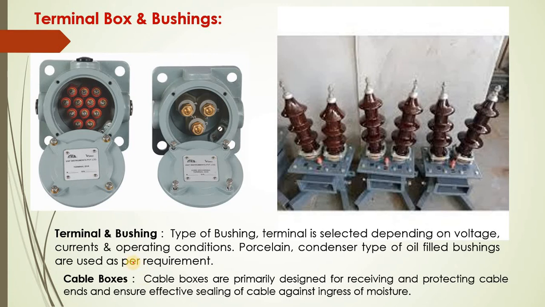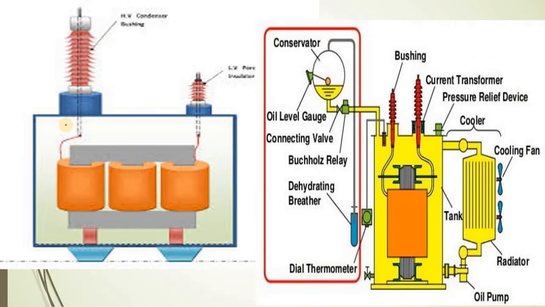Then there are the cable boxes. Cable boxes are primarily designed for receiving and protecting cable ends and ensuring effective sealing of the cable against the ingress of moisture. So moisture is not allowed to go inside the transformer tank. It has severe consequences. Okay. So here you can see that the HV bushing is there, the LV bushing is there. The length of the bushing itself tells us the value of the voltage here.